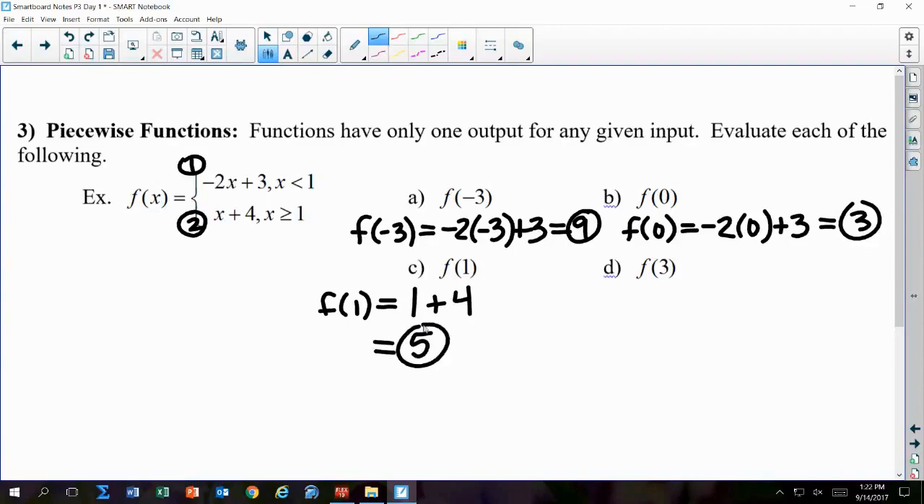Okay. F of 3. What am I going to do for f of 3? Let's see. Dan, what would I do there? Option 2. Yep, that's a number greater than or equal to 1. So f of 3, I'm going to get 3 plus 4, which is 7. Any questions about that? Okay.